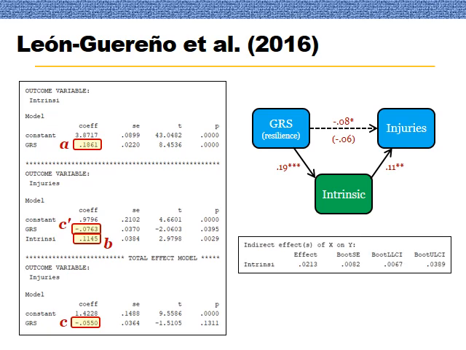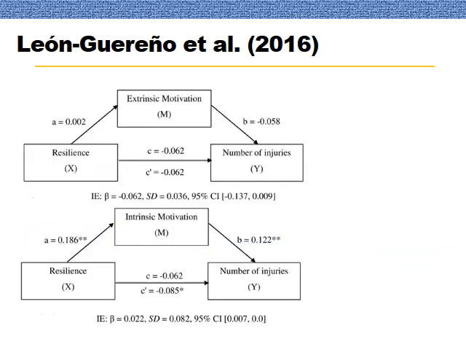Back to our model. Our indirect effect here was significant, as evidenced by the fact that the confidence intervals are both positive numbers. Here's what the researchers actually did. They measured not only extrinsic motivation as a mediator, but also intrinsic motivation as a mediator. And what they found was only intrinsic motivation, not extrinsic motivation, mediated this relationship. Though again, it was in the opposite direction of the total effect.